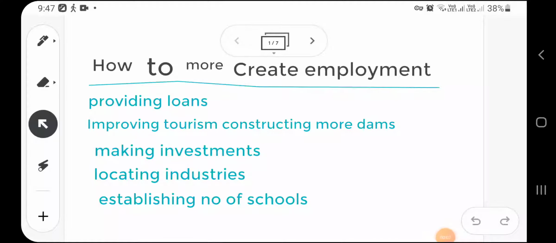Hello students, the concept of today's video is how to create more employment. This concept is in the Sectors of the Indian Economy chapter. By providing loans, improving tourism, constructing more dams, schools and hospitals, making investments on these, and locating industries, we can create more employment. Let us see how it is possible.